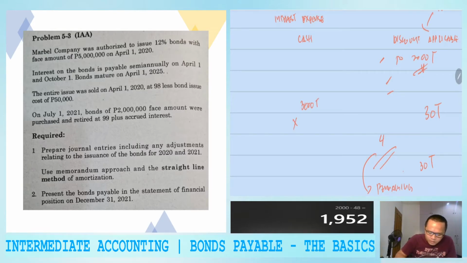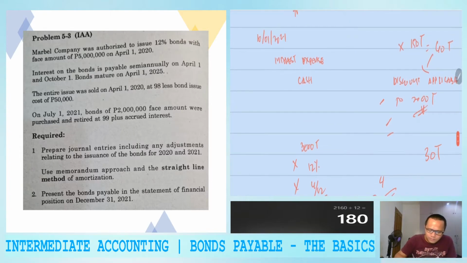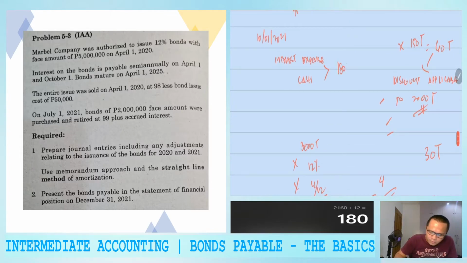3 million times 12%. Di ba, yung last payment natin was April? So, again, that is 6 months, no? So we have 3 million times 12% times 6 divided by 12, 180,000 na lang.